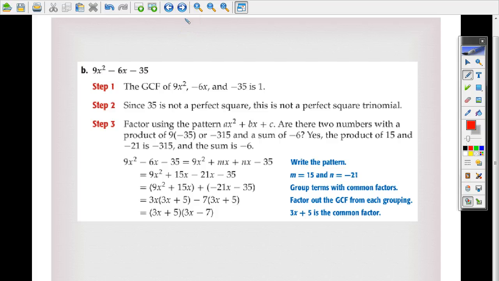Okay, so let's move on to example B. Alright, so greatest common factor, what do you have? What do they all have in common? It looks like they don't have anything in common, so the greatest common factor is 1. So we're not going to factor out any numbers here.